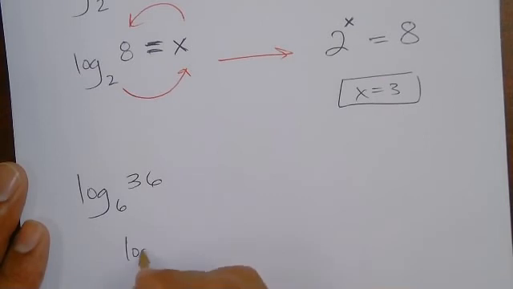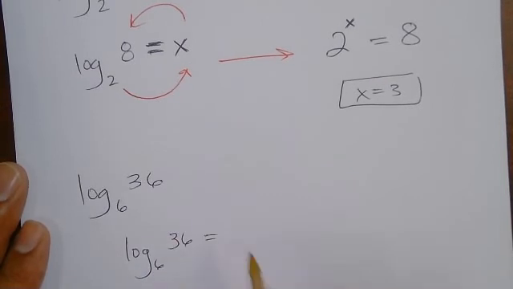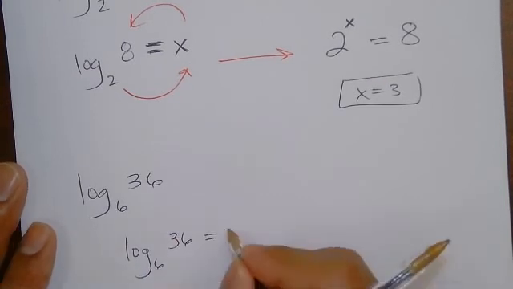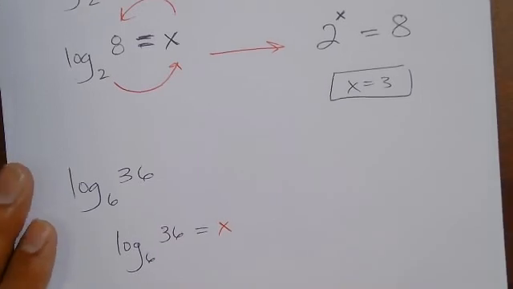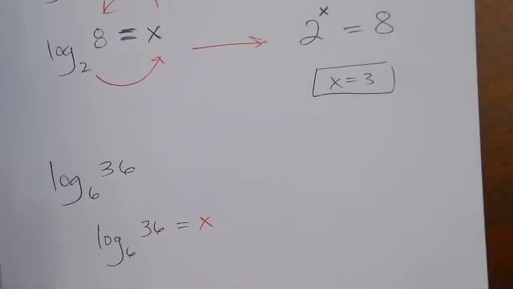It's missing something, right? In order for me to change it to exponential form, you've got to go log 6 of 36 equals what? What do I put for the part that's missing? Equals x. And then change it to what? And then change it to exponential form. Right? Because I don't want to work in logarithmic form. You guys are experts in exponential form.